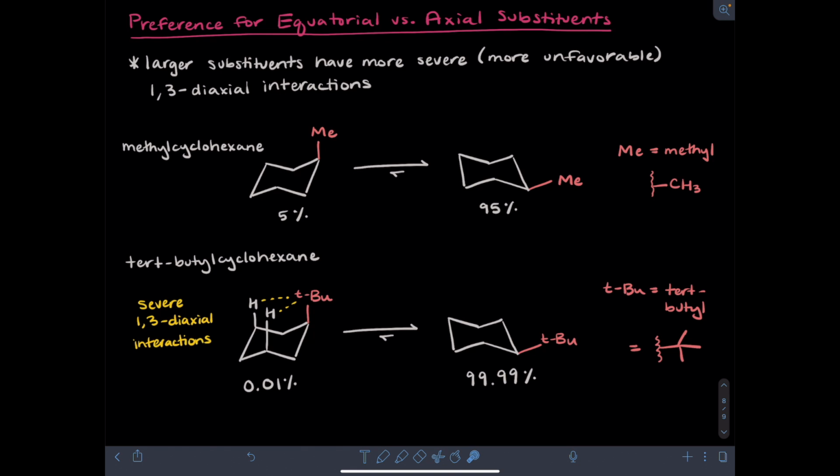Alright, so in summary, I talked about different ring sizes of cycloalkanes and strain present in 3, 4, and 5-membered rings. In its chair conformation, cyclohexane doesn't have any strain. I talked about how you can convert between two different chair conformations by a ring flip, and the preference for putting substituents at the equatorial site rather than an axial one.